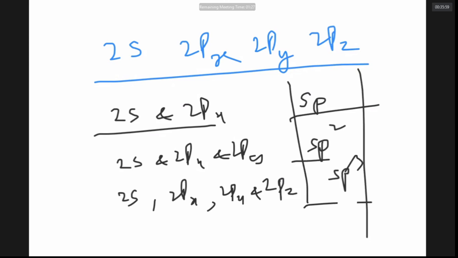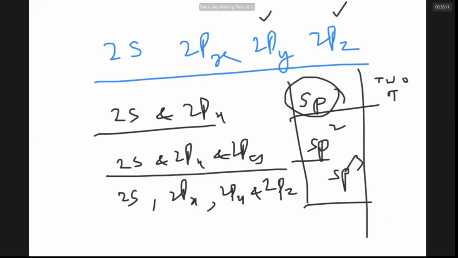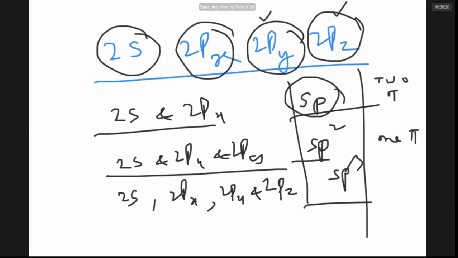If carbon is using sp hybrid orbitals, it is left with 2 pure p orbitals. So it can make 2 pi bonds. If carbon is using sp2 hybridization, still it is left with 1 pure p orbital. So it can make 1 pi bond. If carbon is using sp3 hybrid orbitals, there are no pure orbitals left. It will make no pi bonds. Are we very clear?